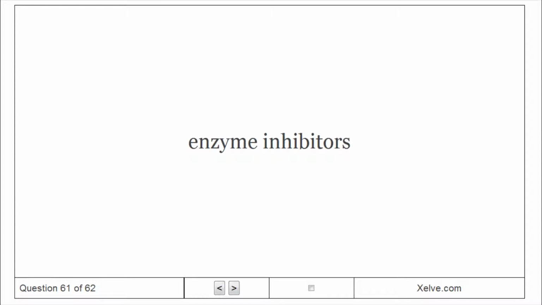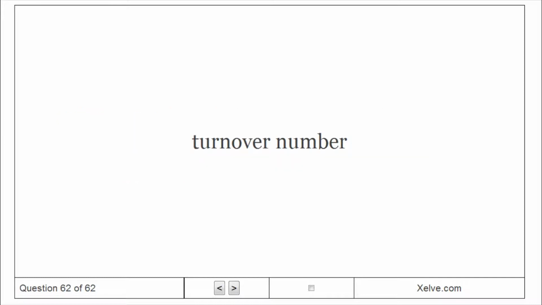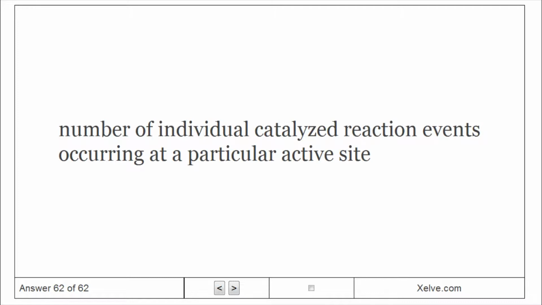Enzyme inhibitors. Substances that bind to enzyme to block the active site or change its shape so that the enzyme can no longer work efficiently. Turnover number. Number of individual catalyzed reaction events occurring at a particular active site.